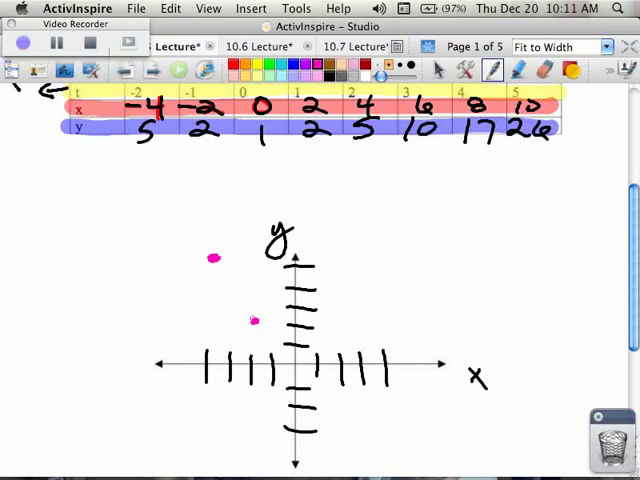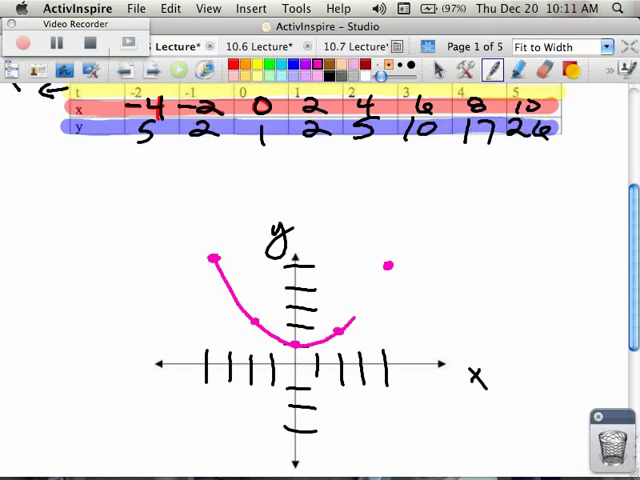And 0, 1, 2, 2. Maybe you got it that time. 4, 5. If I draw this figure, the parabola looks like this.